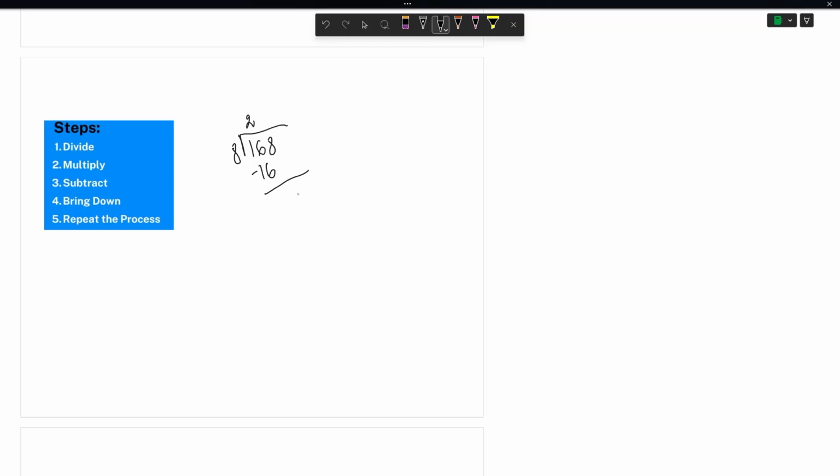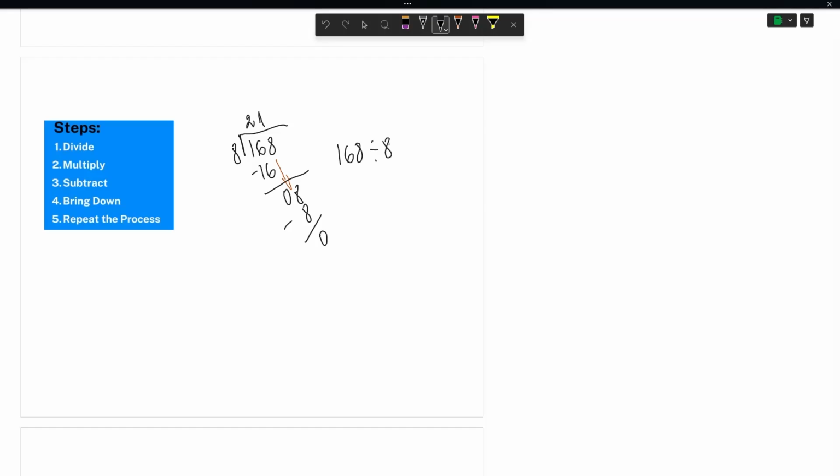And then we have step 4, bring down. So that means the next number, which is 8. And then repeat the process. So how many times can 8 go in 8? It's 1. So 1 times 8 is 8. Then you have subtraction, 8 minus 8 is 0. So when you have a 0, that means you can't divide anymore. So 168 divided by 8 is 21.